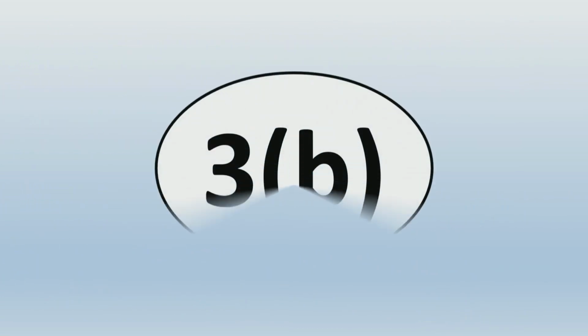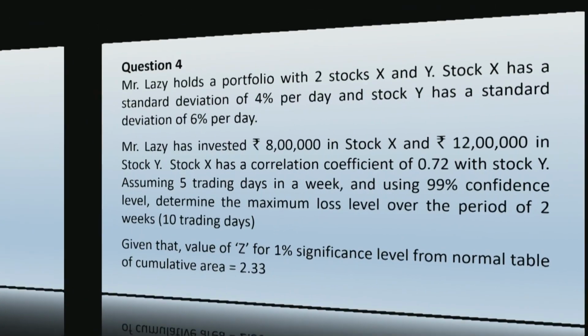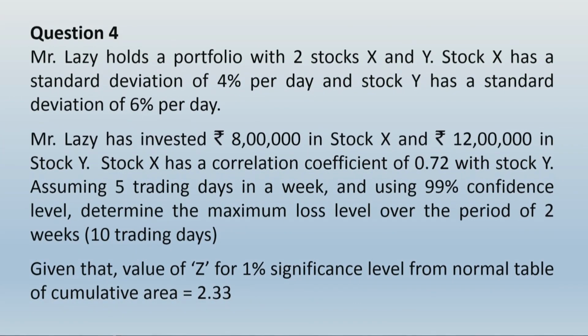That will be question 3B. And this is picked up from the topic risk management, which in your textbook is question number 4. So let us deal with this. Mr. Lazy holds a portfolio with two stocks X and Y. Stock X has a standard deviation of 4% per day and stock Y has a standard deviation of 6% per day. Mr. Lazy has invested rupees 8 lakhs in stock X and rupees 12 lakhs in stock Y.